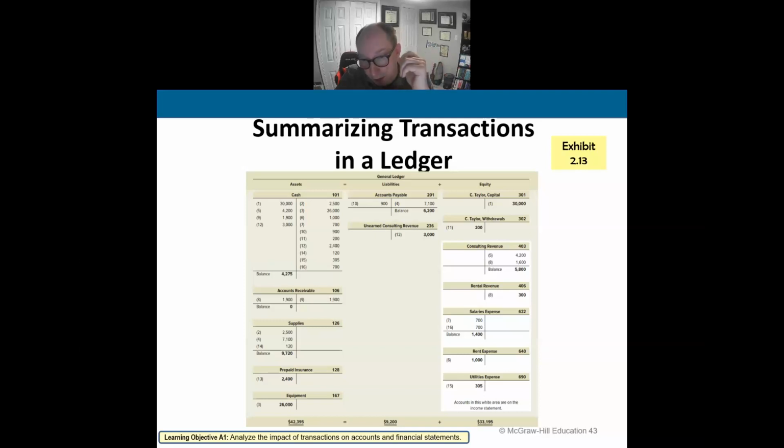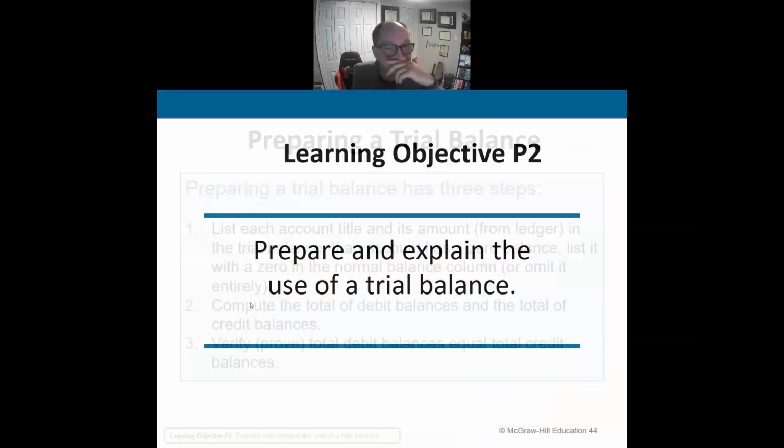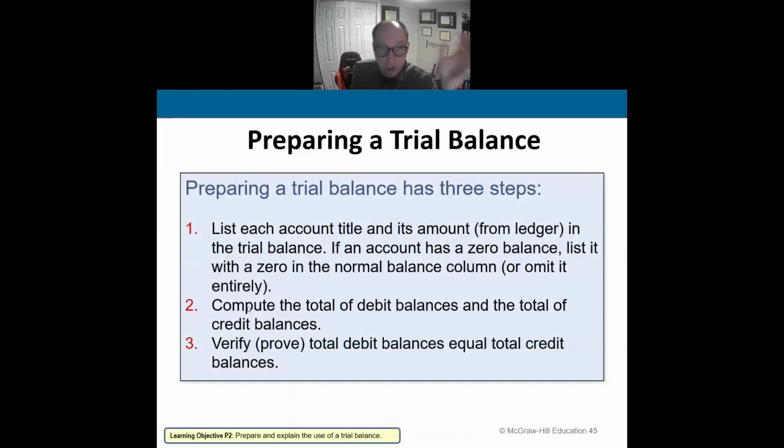30,000 minus 200 plus 5,800 plus 300 minus 1,400 minus 1,000 minus 305 is 33,195. If you add 33,195 plus 9,200, you get 42,395. Assets equals liabilities plus equity. So the accounting equation is in balance. And that's how you perform a trial balance.